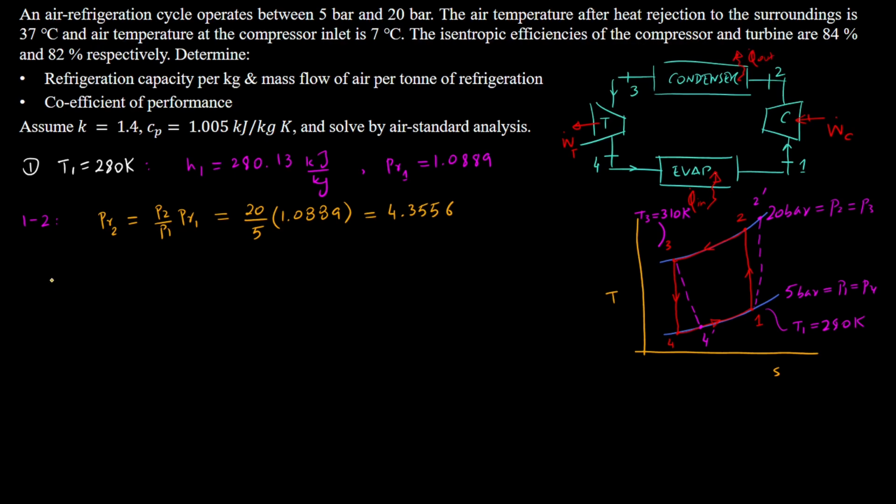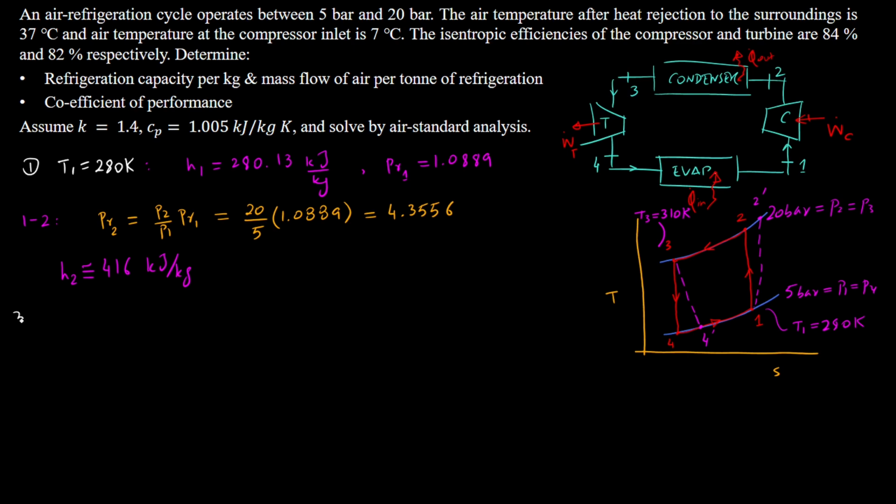So that means enthalpy at 2 is approximately equal to 416 kilojoules per kilogram.